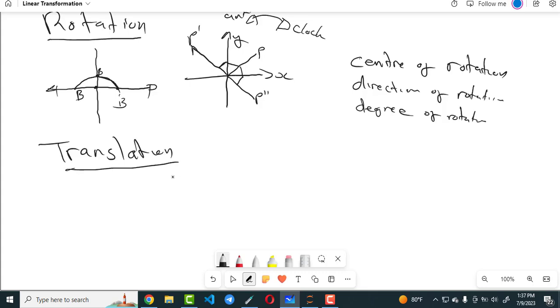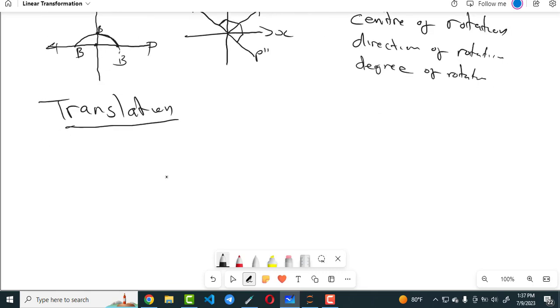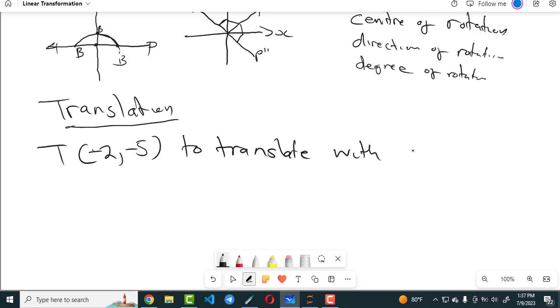So translation is another form of transformation, but this is just the movement of the object on a vector space, either downward or upward, left side or right side. For example, let us take a transformation with the components -2, -5. We need to translate it with, let's say, 2 and -3.